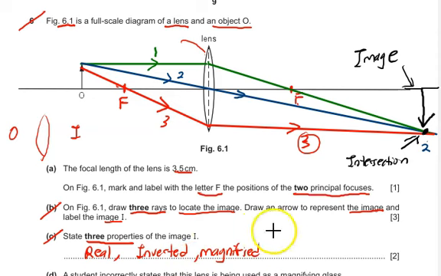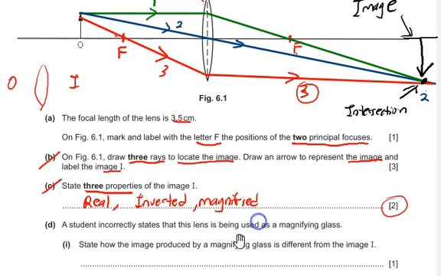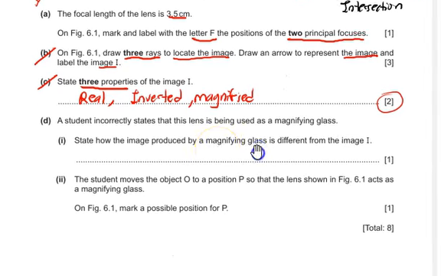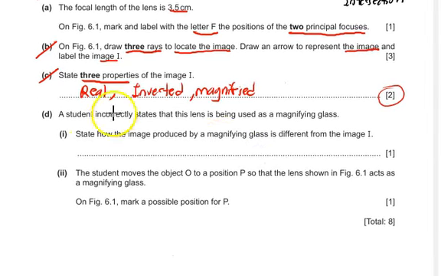Okay, the image has been magnified. So here's 2 marks for you. Okay, now move on with the next one. A student incorrectly states that this lens is being used as a magnifying glass.